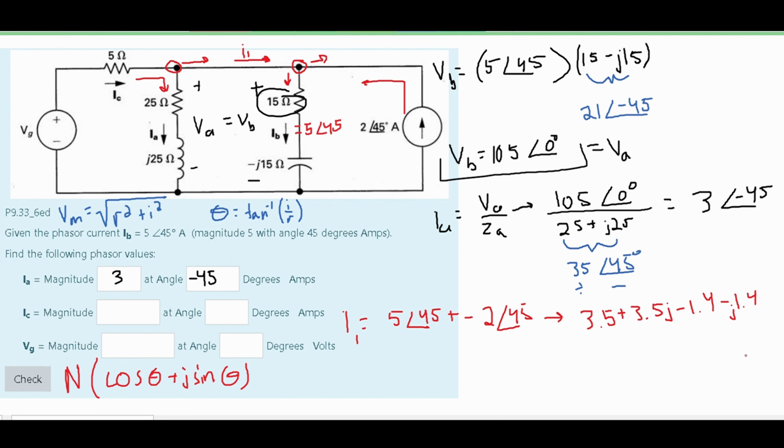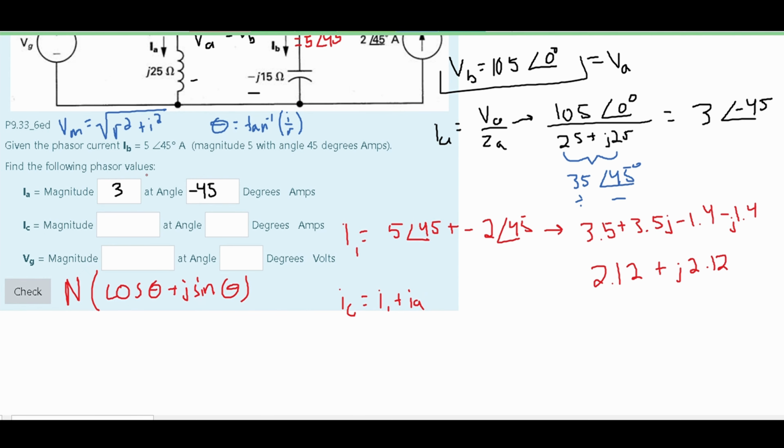So now we can combine like terms, and then we will have approximately 2.12 for our number, and then a j times 2.12 for our imaginary number. And this is going to be equivalent for our I of 1. Now, our I of 1 is not the end current that we want to find. This is just one of the currents. We are going to add our I of 1 to the I of A, because remember, the current I of C splits in these directions. So we will say that our I of C is equal to our I1 plus our I of A.